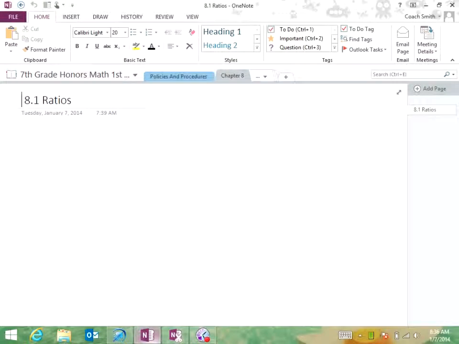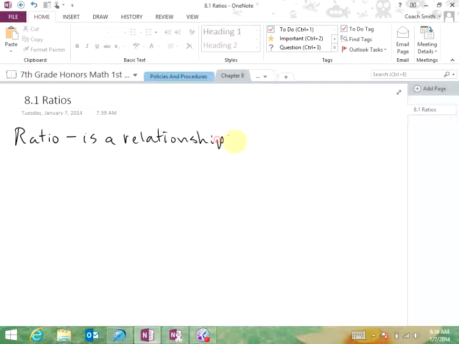All right, ratios. Write this down. Ratios is a relationship between two quantities. A ratio is a relationship between two quantities. Okay? So once again, ratios is a relationship between two quantities. Okay?